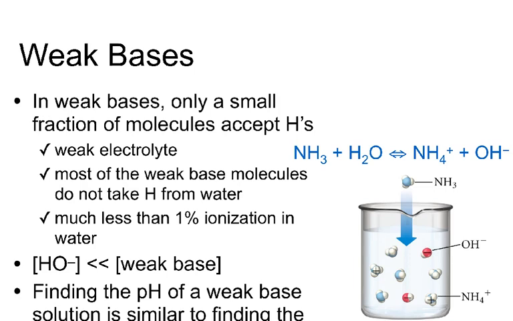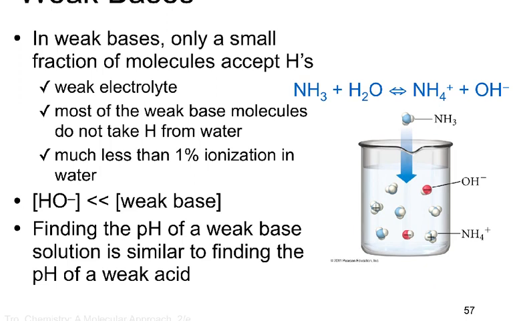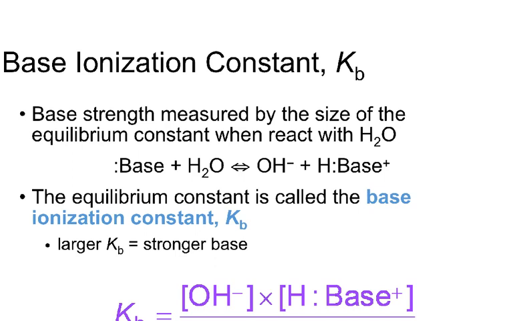So weak bases only accept a small fraction of the H's. They're weak electrolytes, just like weak acids are weak electrolytes. So for example, ammonia in water is in equilibrium with the ammonium ion and hydroxide. So finding the pH of a weak base is going to be similar to finding the pH of a weak acid. We're just going to have one more step in there.